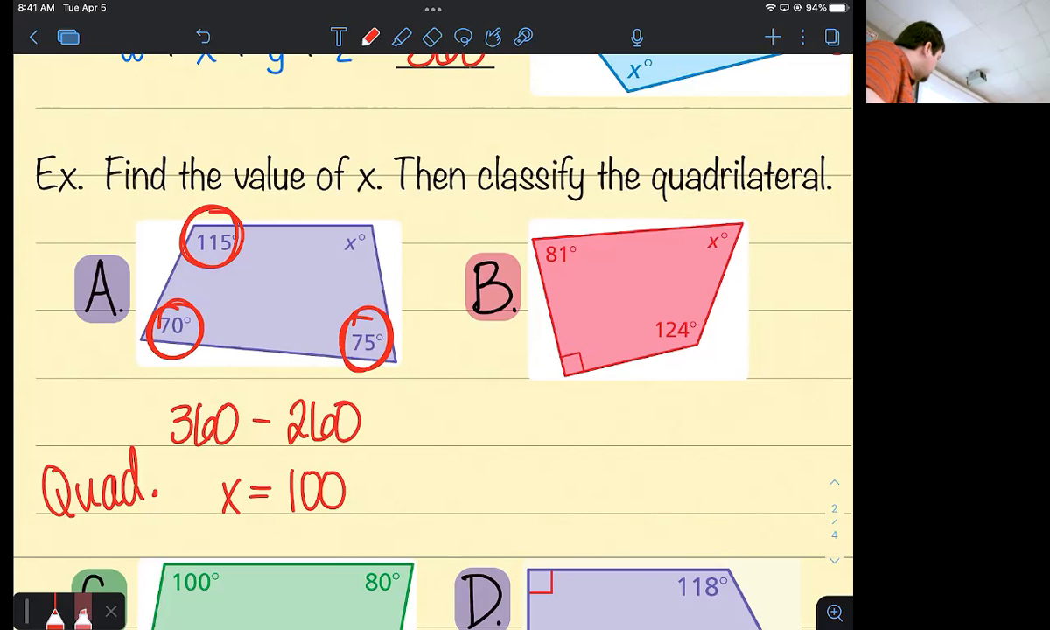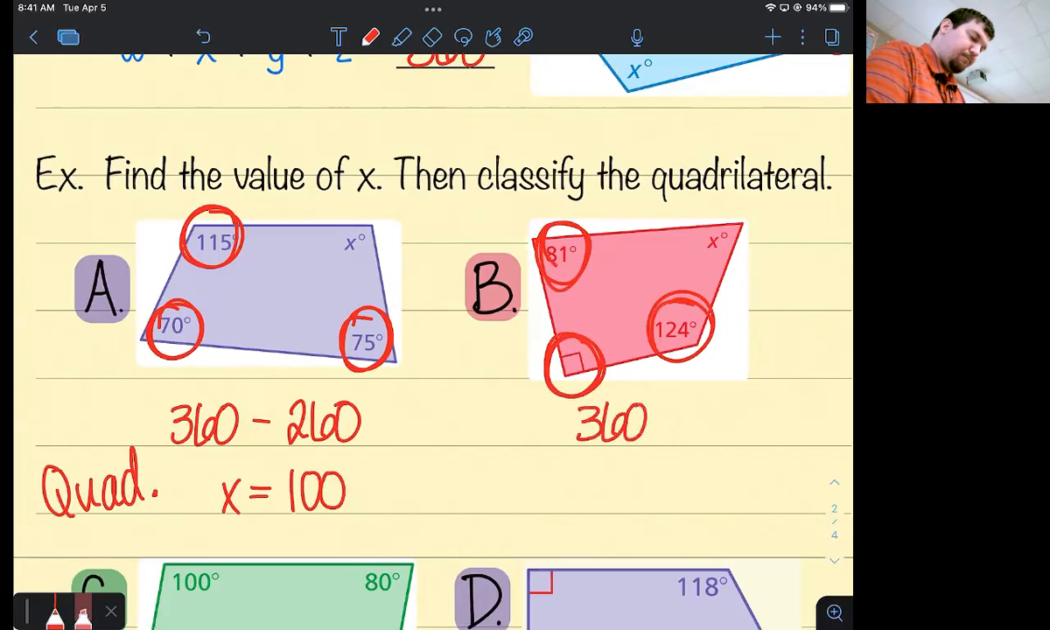All right, what about example B? If we add the three angles we do have together, that'd be the 81-degree angle, the 124-degree angle, and then what kind of angle is down here? 90. What do you get when you add those three together? 295. So we'll just take 360 minus 295. Can you tell me what 360 minus 295 is? 65. All right, we found our missing angle.